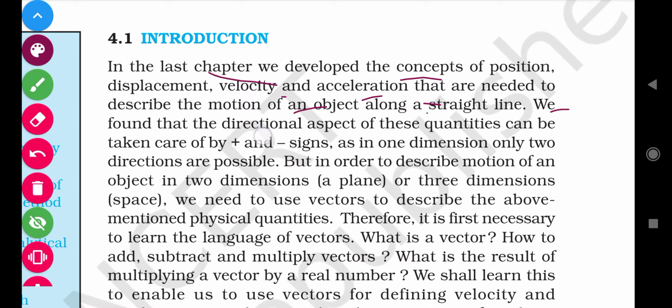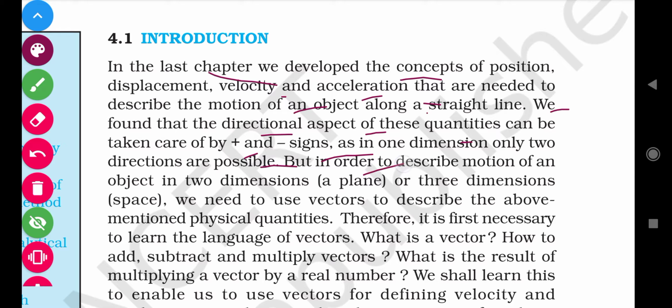We found that the direction aspect of these quantities can be taken care of by plus and minus signs, as in one dimension only two directions are possible. Because in the last chapter it was motion in one dimension, only two directions are possible. So only with the help of plus and minus signs can we define the direction. Like if a body is moving in the north direction, we can take that as positive, and if it's moving in the south direction, we can take it as negative.